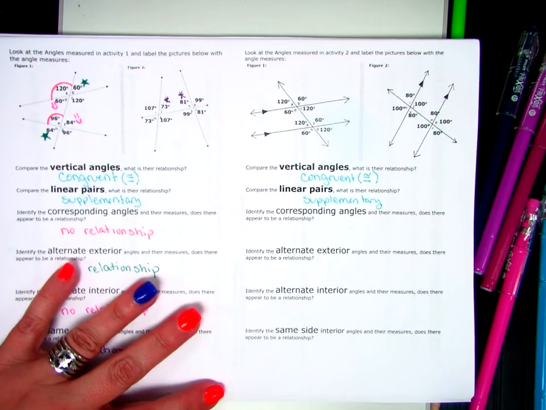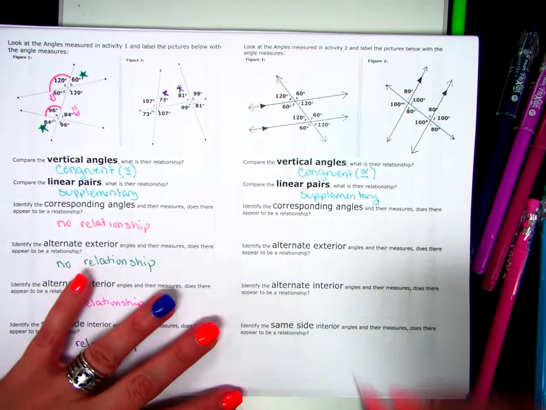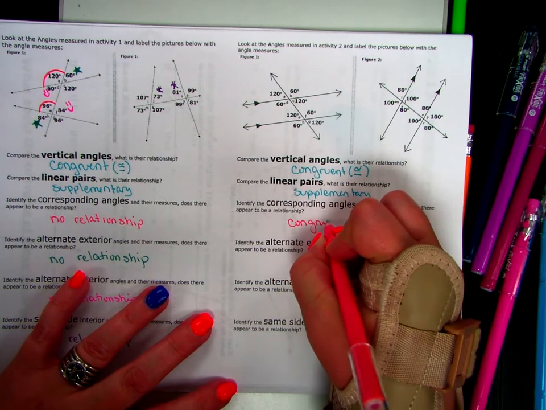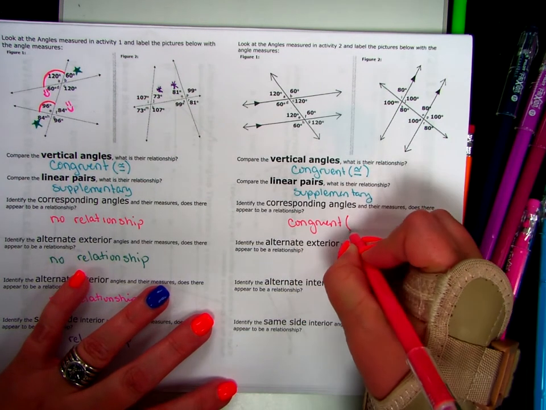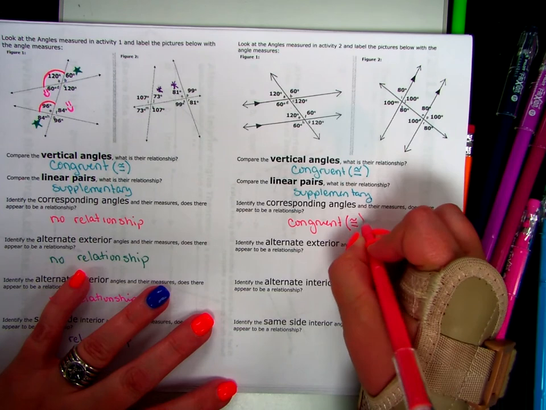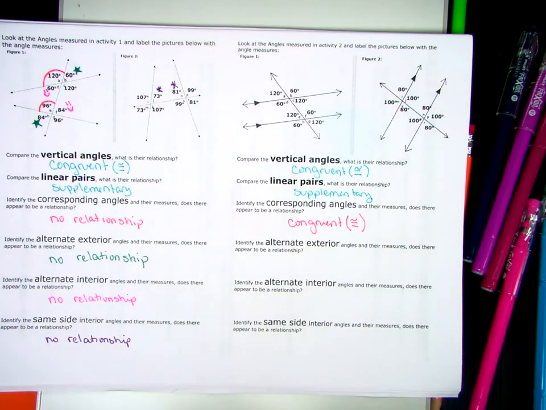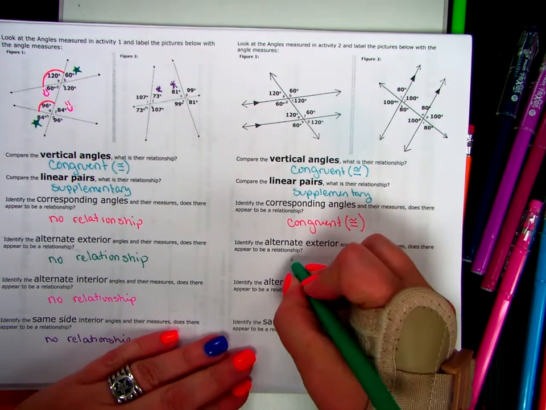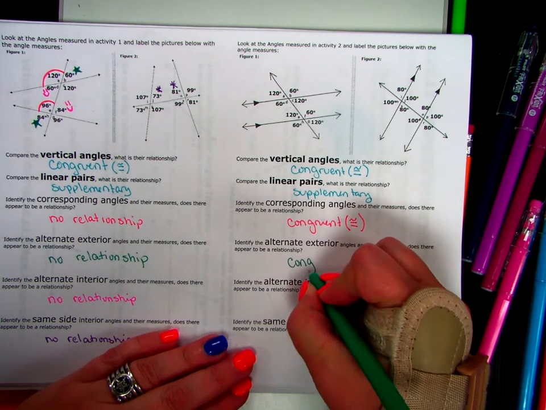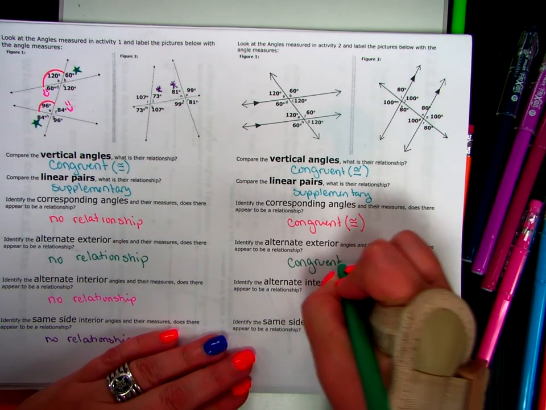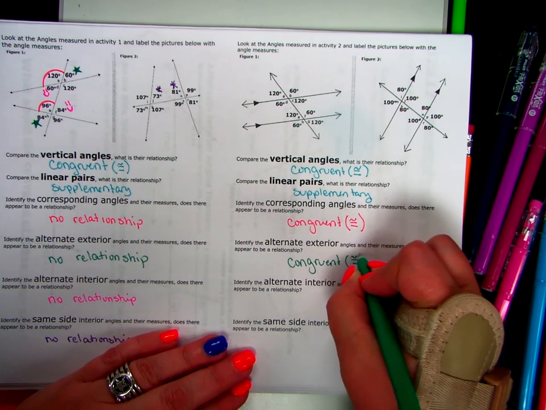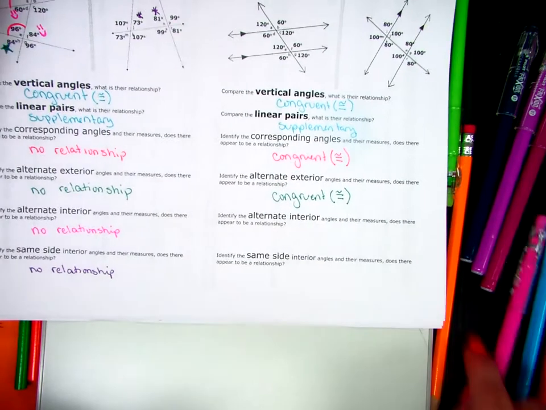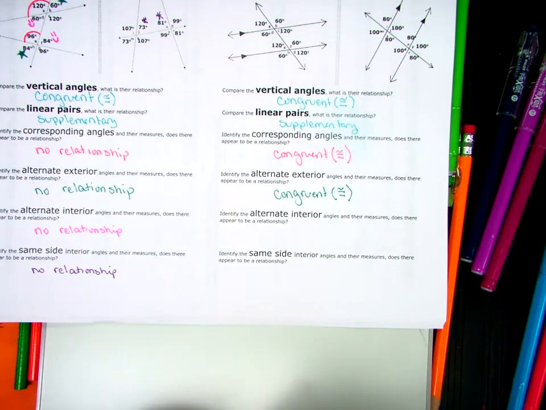We said our corresponding angles were congruent. We said our alternate exterior angles were congruent. And we said our alternate interior angles were congruent.